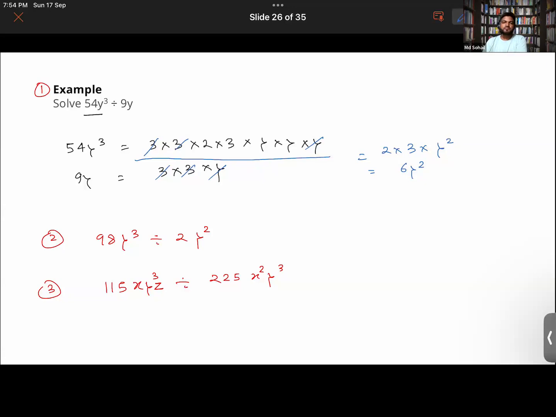So what will be the irreducible form of 98y cube? Just simply do the prime factorization of 98 here. And the same you have to do for 115 also.